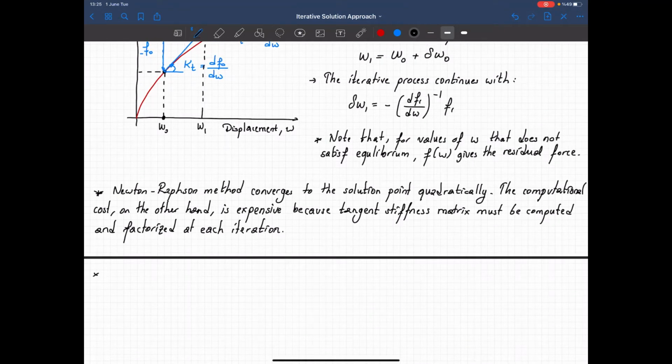The other deficiency of this method is at limit points. The tangent stiffness is singular, so you may not obtain any solution at the limit points.